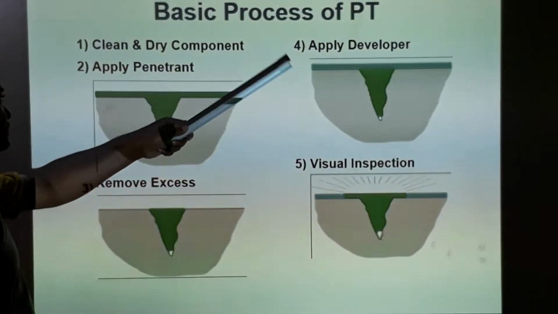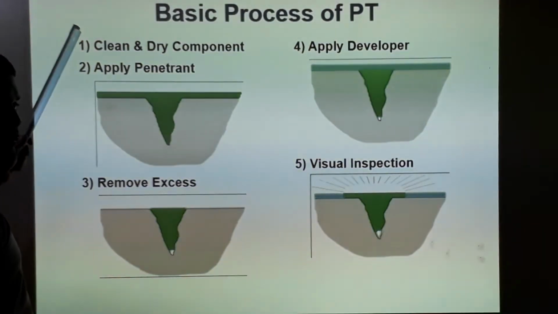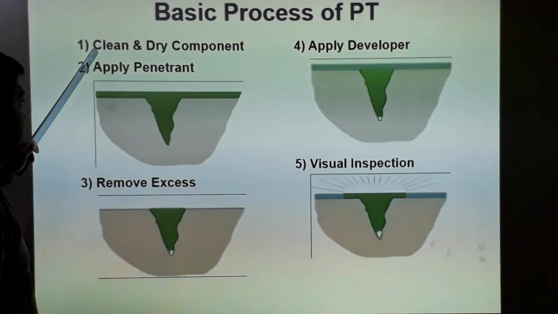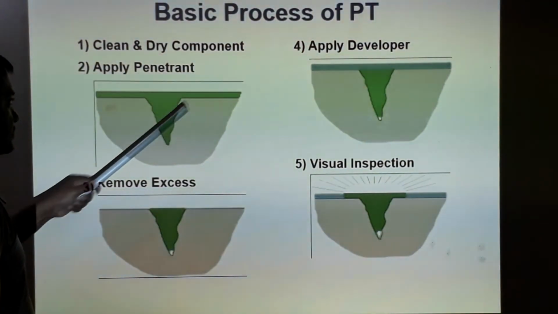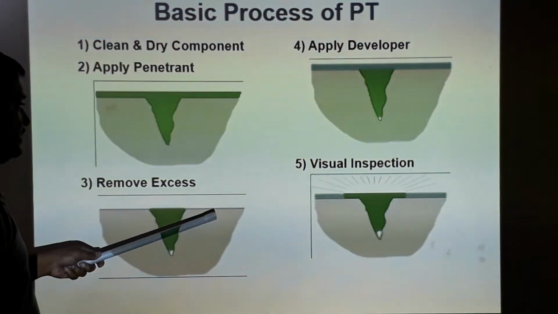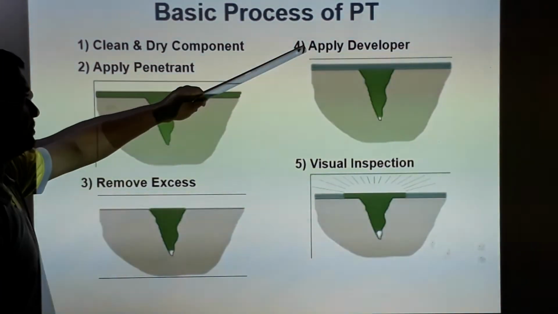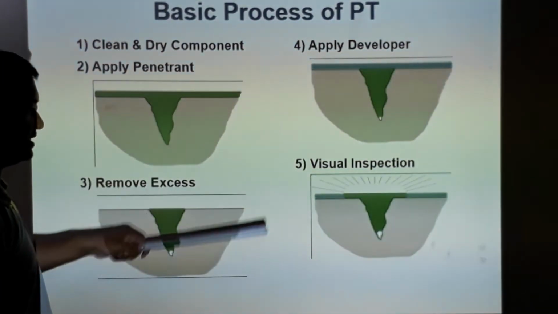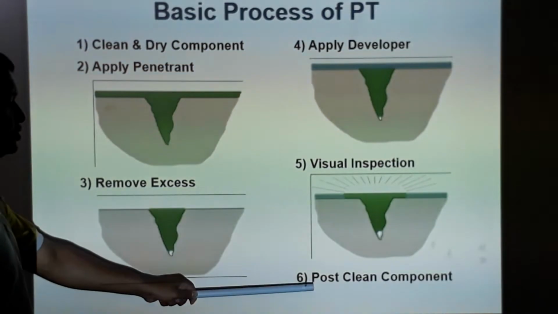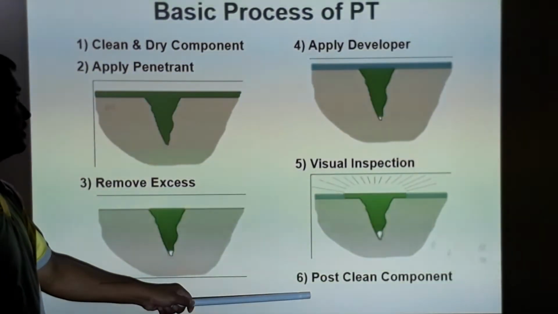So these are the basic processes of PT. Clean and dry the component. This is the most fundamental and most important part. If this step is not done properly by any penetrant testing operator, all this operation will go in vain. So clean and dry the component, apply the penetrant, remove the excess, apply the developer, visual inspection, and last is post clean the component. Now post cleaning is also very important.